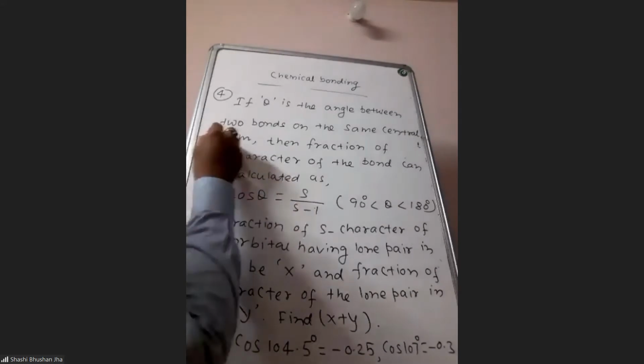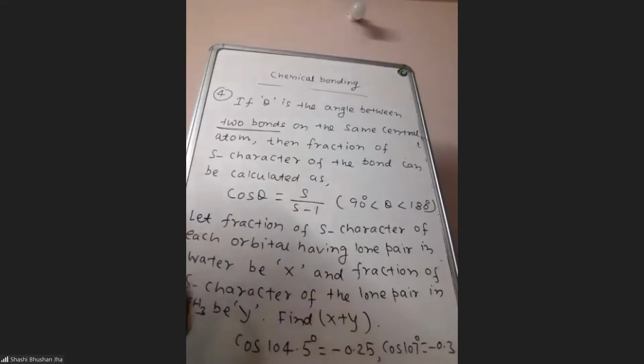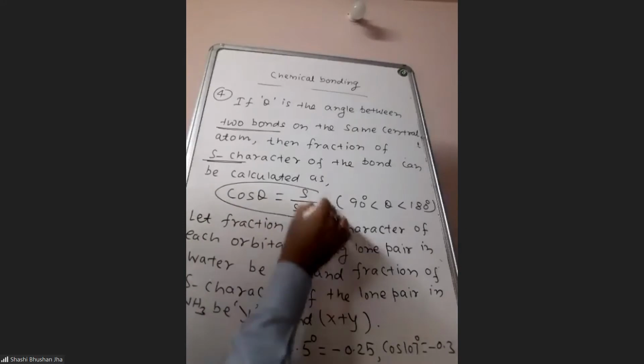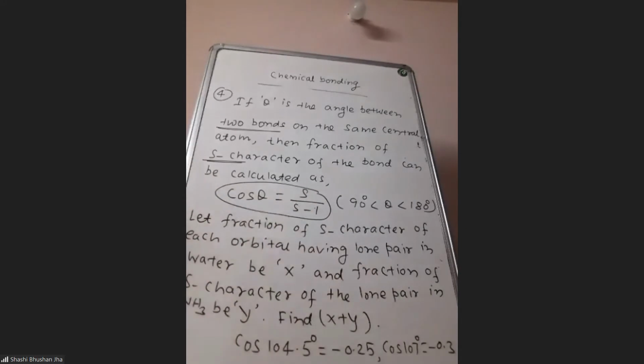Okay, so let me explain this question now. In the question, it is said that if θ is the angle between two bonds on the same central atom, then the fraction of s character of the bond can be calculated by cos θ equal to s by s minus 1. It is given in the question.